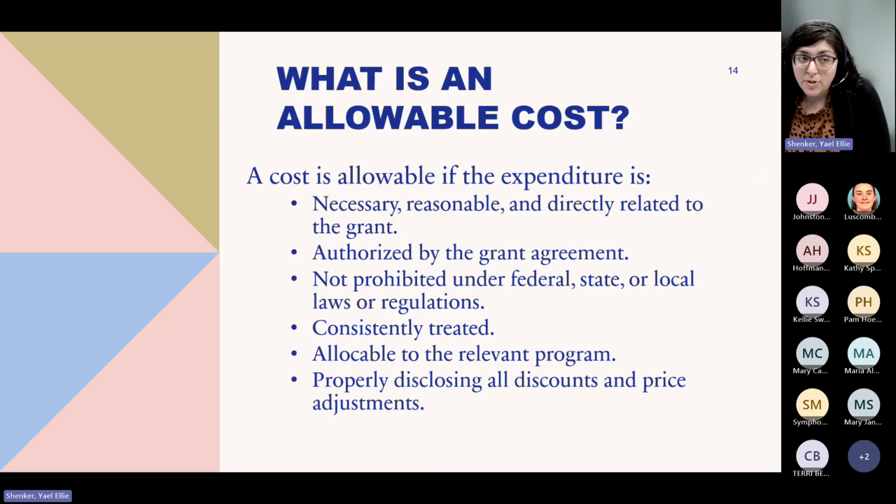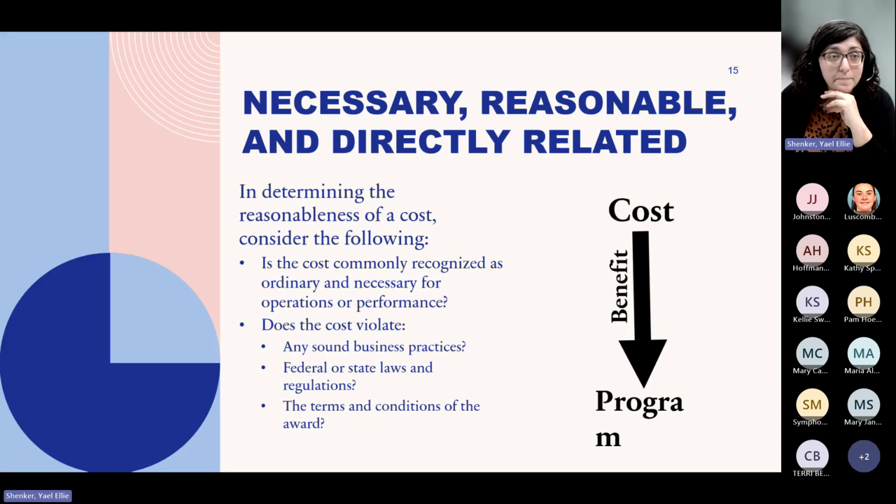So an allowable cost is an expenditure, just an expense, that is necessary, reasonable, and directly related to the grant. It's authorized by the grant agreement. It's not prohibited under federal, state, or local laws or regulations. It is consistently treated. It's allocable to the relevant program, and it properly discloses all discounts and price adjustments. And I'll go into what each of those means because some of them are a little bit of gobbledygook.